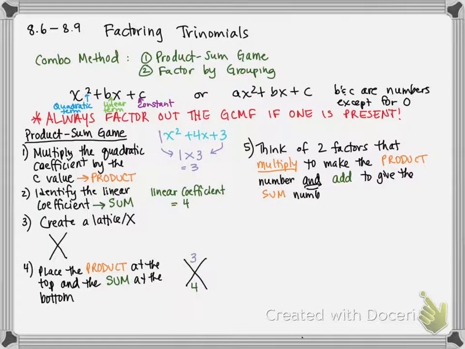Okay, so I'm going to think about that. Oh, and by the way, I should put some signs. We had a positive times a positive, and when we added, we had positives. So what are two numbers that multiply to give me 3, but add to give me 4? Multiply to give me 3, the only two numbers I can think of are 1 and 3. Add to give me 4. So it would have to be a positive 1 and a positive 3. Okay?